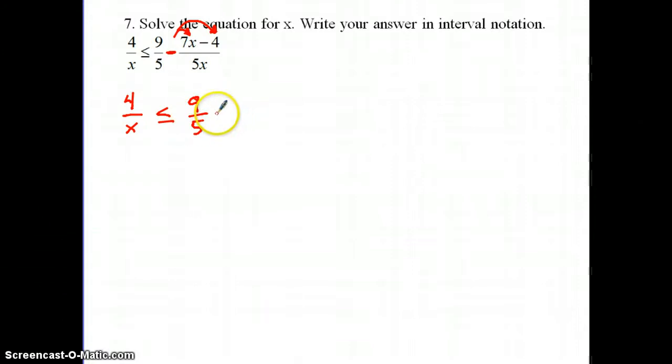We're going to distribute that negative, so I'm going to replace it with a plus and write a negative 7x plus 4, all over 5x. And at this point, I want to get rid of my denominators once again. If I can get rid of my denominators, this problem's much easier. So I'm going to multiply by 5x on both sides to get rid of each one of those denominators.